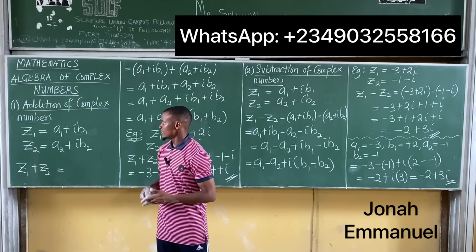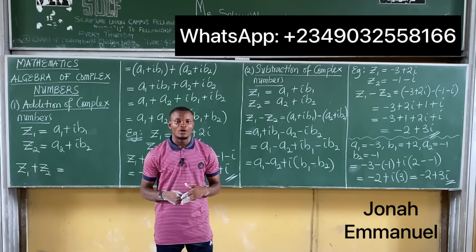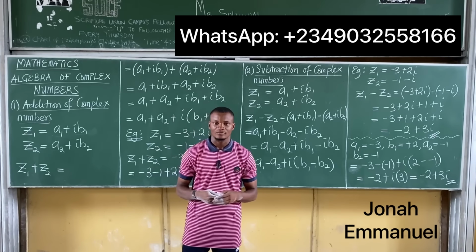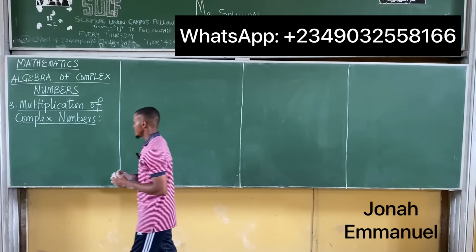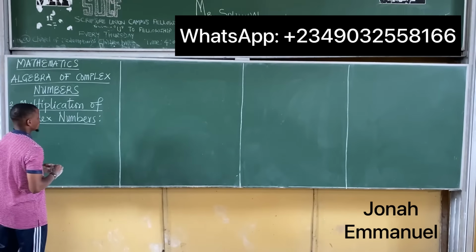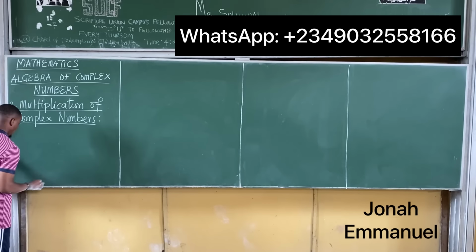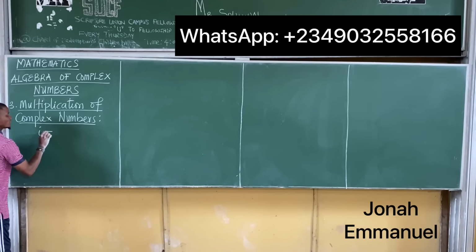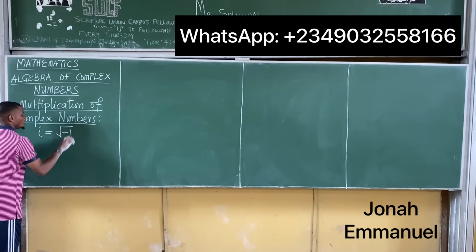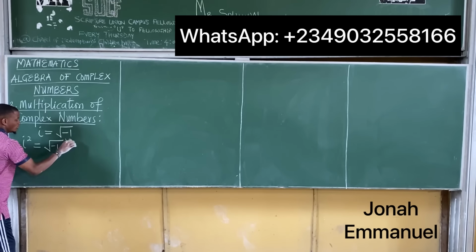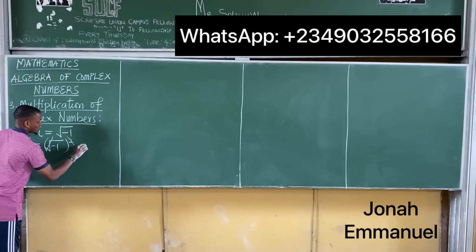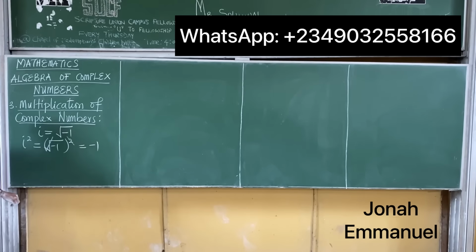All right, let's look at the next concept, which is the multiplication of complex numbers. Before we look at multiplication of complex numbers, let's note something. We said i is equal to square root of minus 1. So if I take i squared, that will be equal to the square root of minus 1 all squared, where this square will cancel the square root, and that's equal to minus 1.